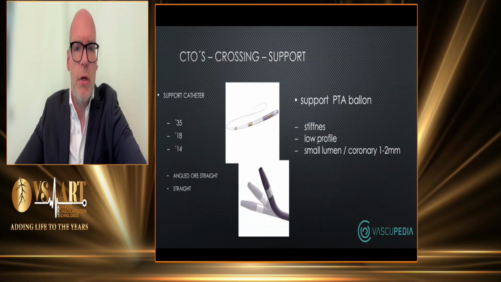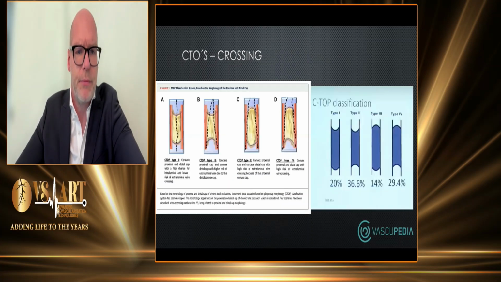We also use crossing support catheters. They are also available in different measurements, 85, 18, and 14. And sometimes we also use a support PTA with some stiffness and lower profile, and sometimes in a different kind, mostly BTK. There are small lumens available also for coronaria. They are also available in straight or angled configurations, very important to cross these lesions.